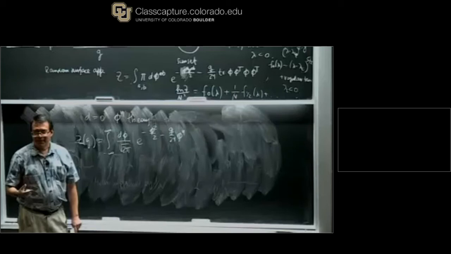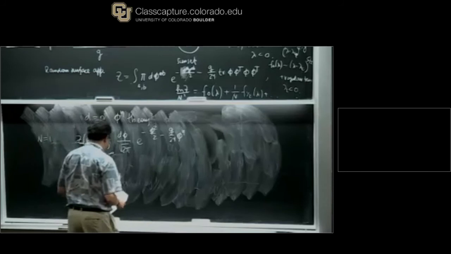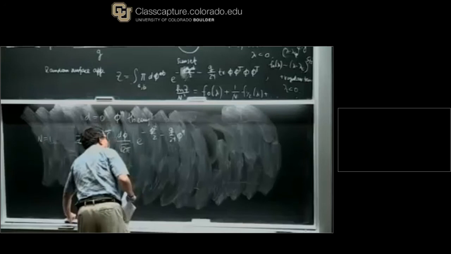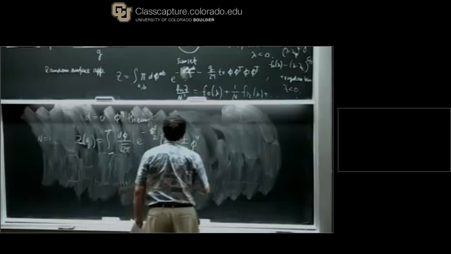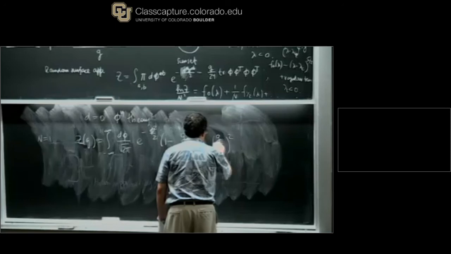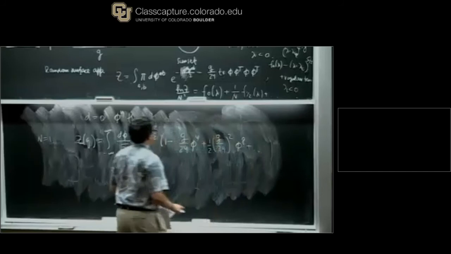So what are the leading diagrams? You can just start expanding this as 1 minus g over 24 phi to the 4, plus g over 24 squared over 2 phi to the 8, and so on.